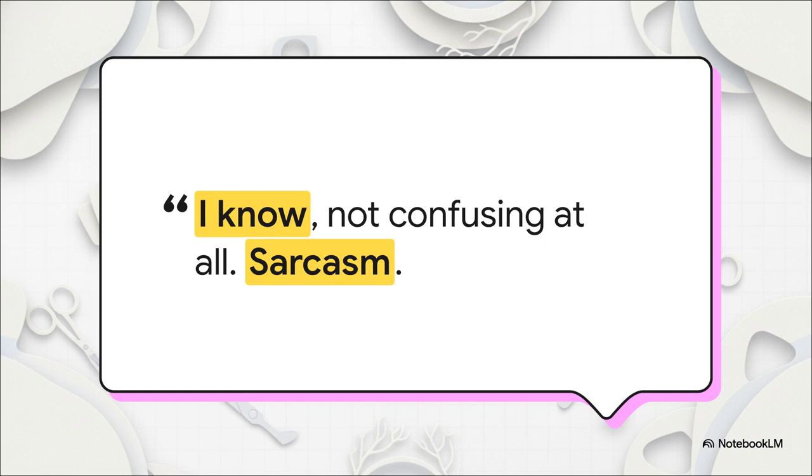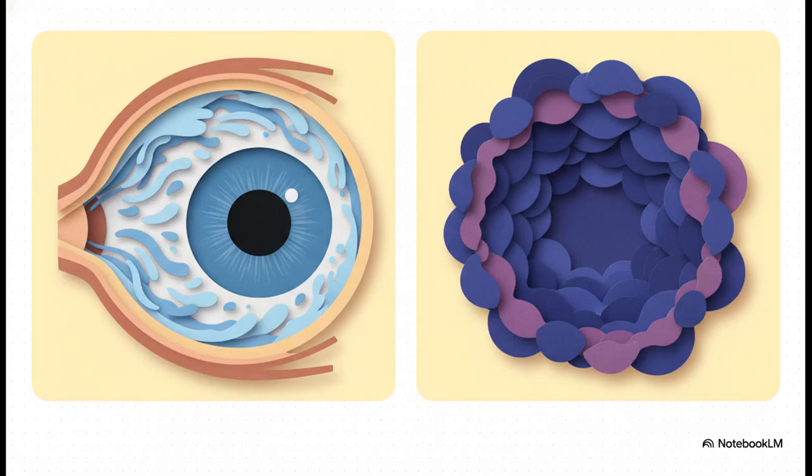Yeah, as our source material perfectly points out with a bit of dry humor, I know, not confusing at all. Sarcasm. I mean, seriously, having a posterior chamber inside an anterior cavity, it's enough to make your head spin. But stick with me here, because grasping this layout is absolutely crucial for the repairs we're going to look at later. This layout brilliantly highlights the difference in the fluids running through the eye.